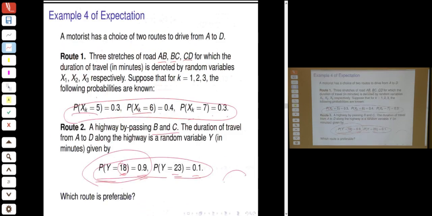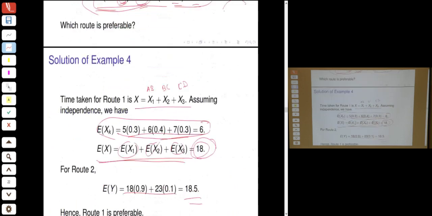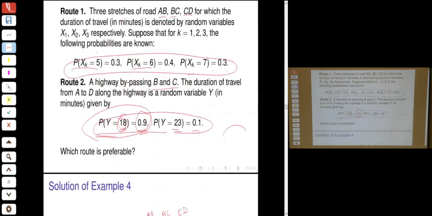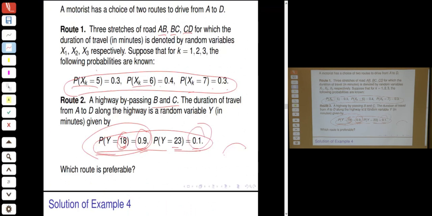Notice that with probability 0.9, so with probability 90%, his time on the highway is going to be equal to the expected time in route 1. But with a small chance, he might get stuck in a bad traffic jam on the highway. That really makes his expected or average time taken on the highway much larger. So that's kind of the moral of the story.